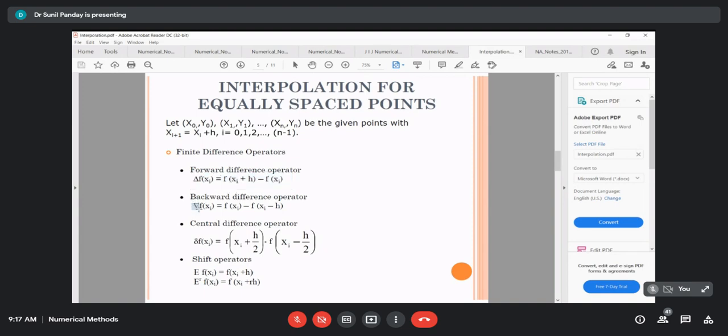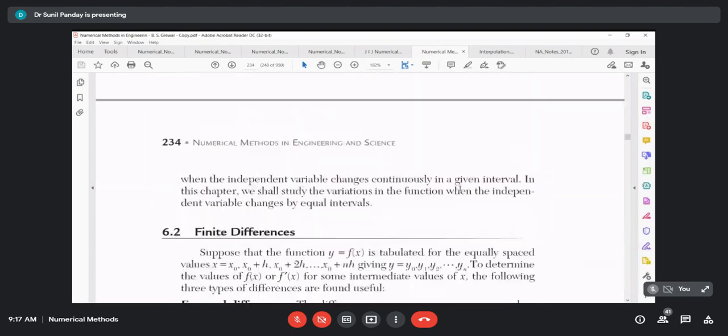And then we have another operator called nabla, this reverse triangle. This is known as the first backward difference operator, and it is defined like this: nabla f of xi equals f of xi minus f of xi minus h. Then we have the central difference operator, and then we have the shift operator. So first we learn these difference operators, and for this we will start from here.